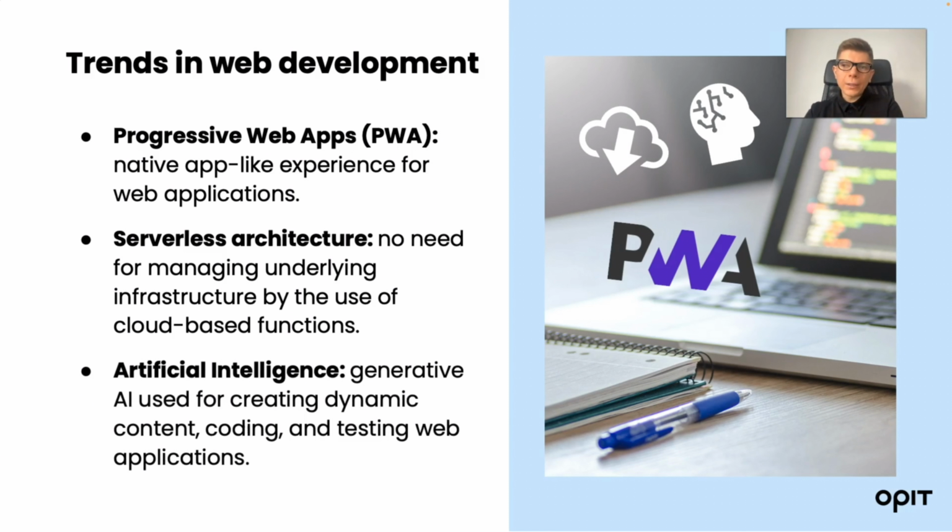And the third trend, which may be obvious today, is the use of artificial intelligence, and especially of generative AI, which could be used to create dynamic content for your website, for coding and testing web applications. So, of course, one example of the use of AI would be to generate dynamic content that would be personalized, that would be used to actually respond to the requirements and preferences of particular users.